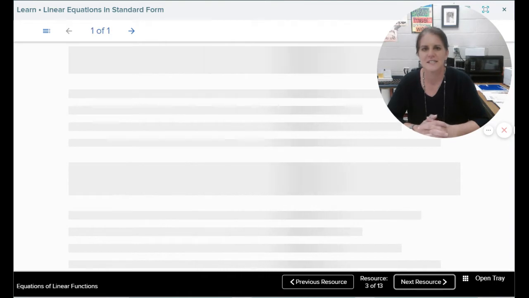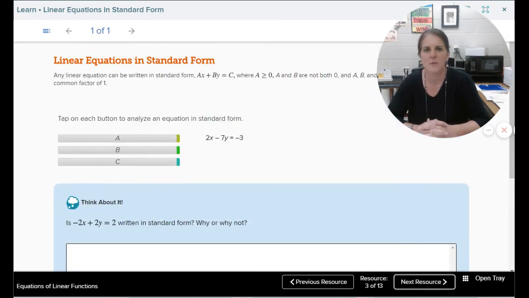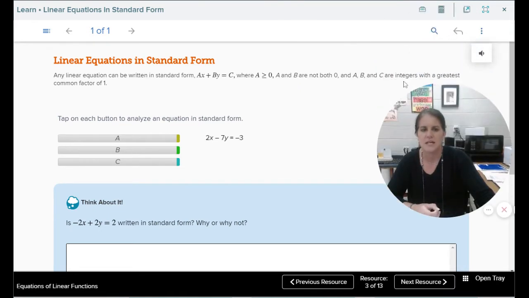Linear equations in standard form. You may recall from Algebra 1 that standard form is in the form of ax plus by equals c, where a has to be greater than 0, and a and b are not both 0, and a, b, and c are integers with a greatest common factor of 1. So let's look at this.